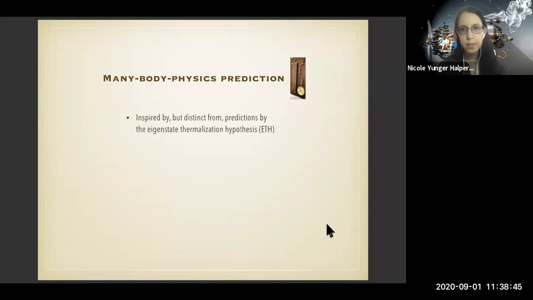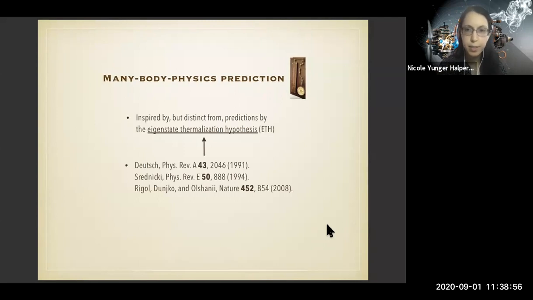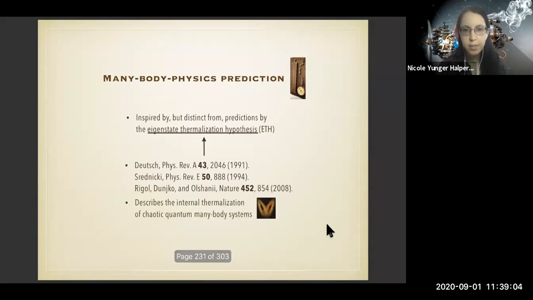Okay, so this prediction that I'm going to lay out is inspired by, but different from, predictions that you could get from the eigenstate thermalization hypothesis, or the ETH. The eigenstate thermalization hypothesis is a very widely used toolkit in many-body physics that tells us why quantum systems that are chaotic and isolated tend to thermalize internally. If anyone's interested, I would be happy to give more background about this later.